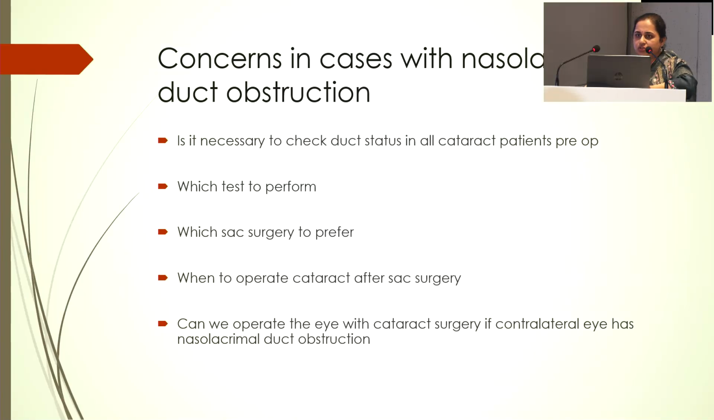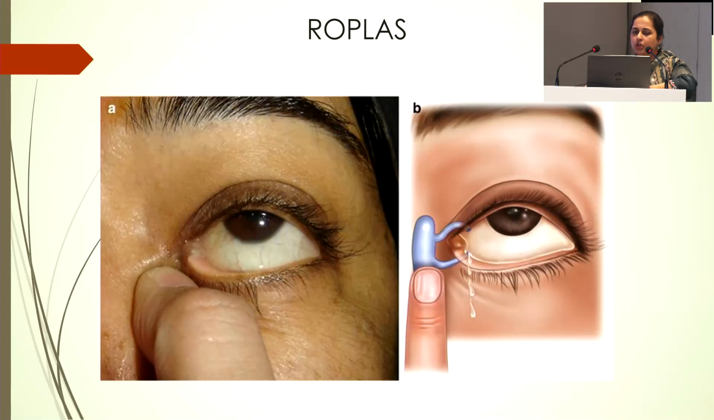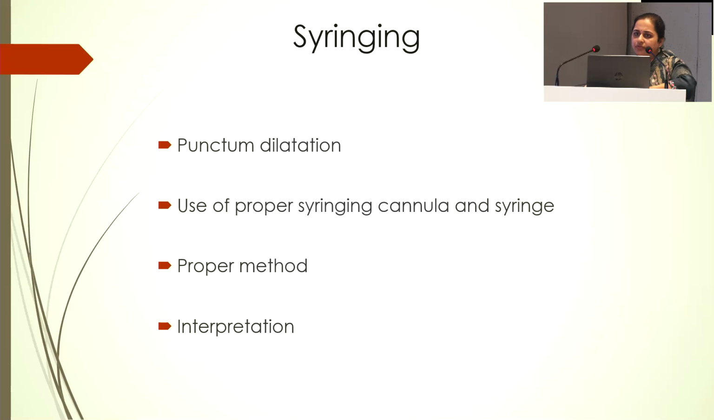To address these concerns, I would like to briefly go through evaluation of the lacrimal drainage system, which is important to get the actual diagnosis and then go ahead with decision making. Evaluation essentially starts from routine tear film height, matted lashes, and then goes to the ROPLAS, syringing, and the rest of the investigations. ROPLAS is regurgitation on pressure over the lacrimal sac area. If ROPLAS is positive on pressing, if some material is coming out, that surely means the canalicular system is patent, but the NLD is obstructed.